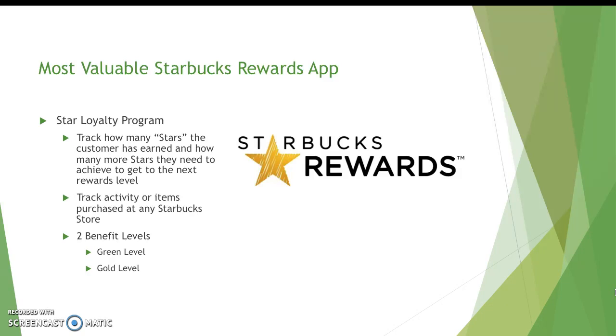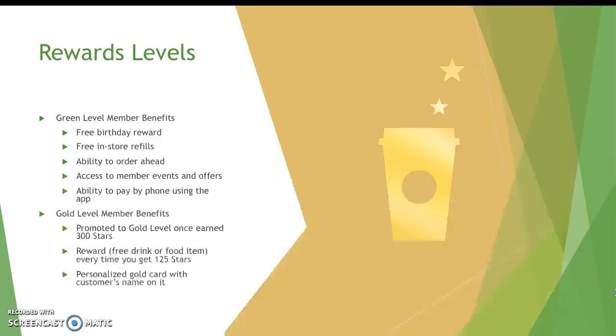This program can be accessed on the application and it tracks your Starbucks purchases. The rewards screen on the app tracks how many stars the user has earned and how many more stars they have to achieve the next rewards level. Users can earn stars at a Starbucks store or even in a Barnes & Noble that has a Starbucks. The app's history tool also tracks purchases, stars earned on each purchase, and each time a user puts more money on the app. There are 2 rewards levels that Starbucks customers can reach. These levels are green and gold.